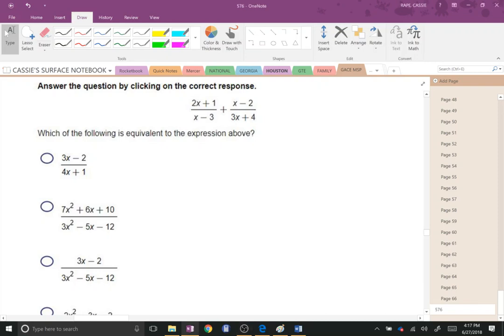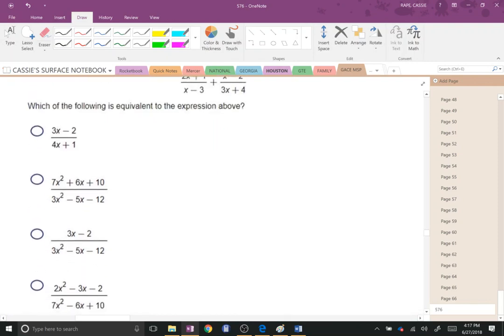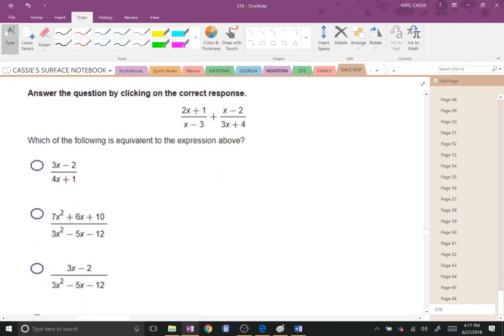We're looking at the ETS 022 Practice Math Gaze Test, question 30, and it's asking you which of the following is equivalent to that expression. This expression is just a fraction plus a fraction. Don't get distracted by all the algebraic expressions. It's just the same as if you had something like 2/3 plus 7/5.